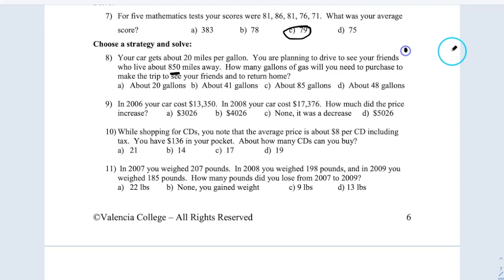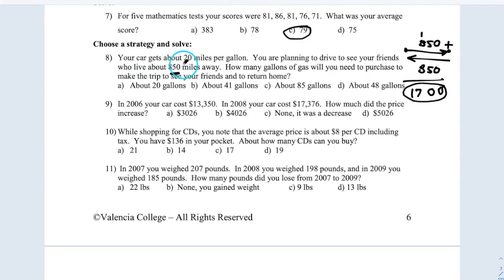So this is you, this is your friends. You're going to your friends and you're coming back. When you go to your friends, this is 850 miles. When you're coming back, this is another 850 miles. Keep that in mind. So in total, I gotta add those two. 0, 5 and 5 is 10. I carry 1. 8 and 1 is 9, and 8 is 17. In total, you drove 1,700 miles. All right, keep that in mind.